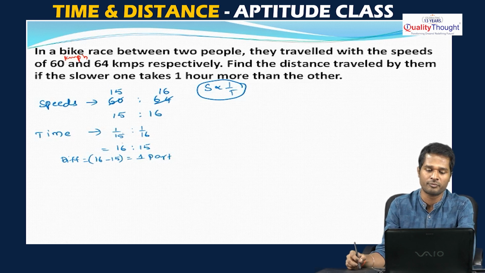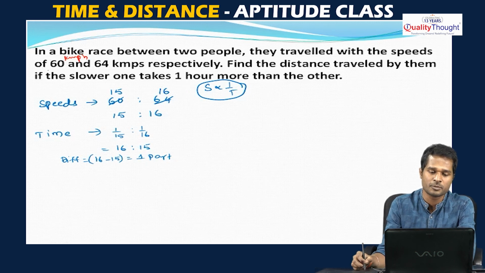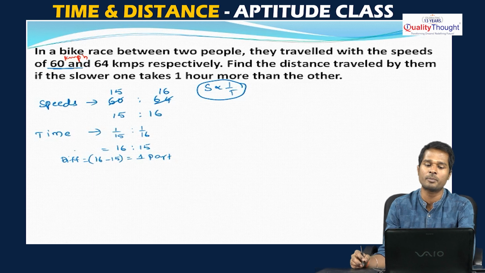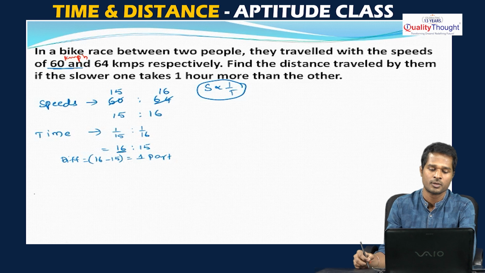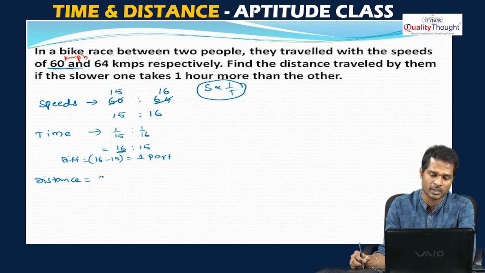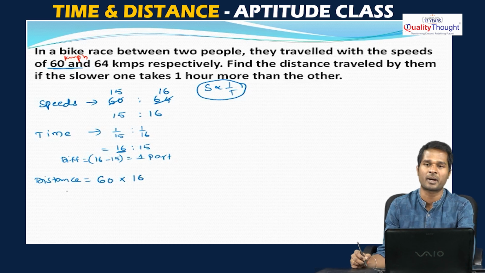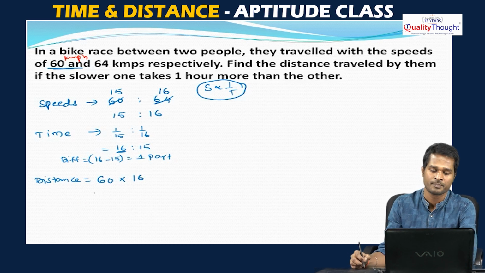Now, you can take the first person, or you can take the second person. The speed of the first person is 60 kilometers per hour. How much time did he travel? 16 hours. Distance is nothing but speed into time. So speed is 60 kilometers per hour into time traveled, 16 parts. So 60 into 16 is 960 kilometers.